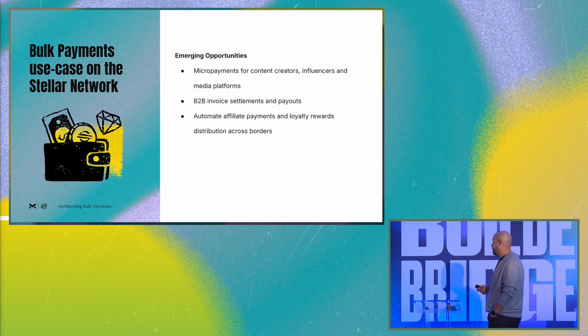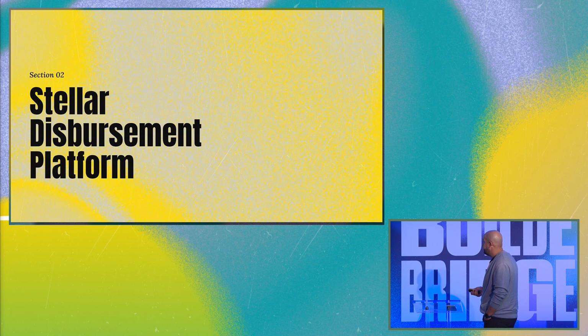The second part is where I think you would play a big role. This part is the emerging opportunities. This is where we think the SDP can also work along with the humanitarian aid and the contractor payments portion, like micropayments for content influencers and media platforms, and B2B invoice settlements. Yesterday I was talking to someone, I think from Tiger Blocks, and he was mentioning how he was planning to use the SDP for dividend distribution. It's not something that we thought about, but it's also another use case.